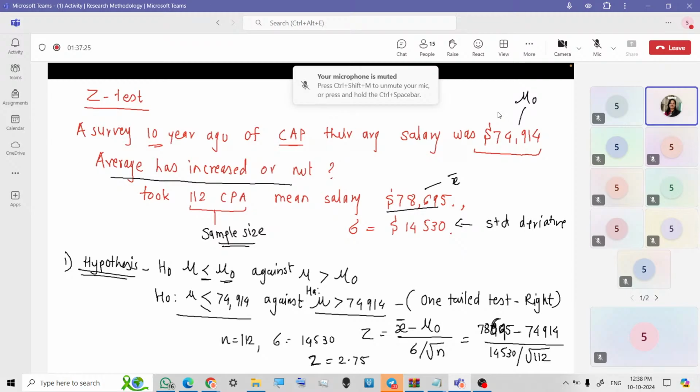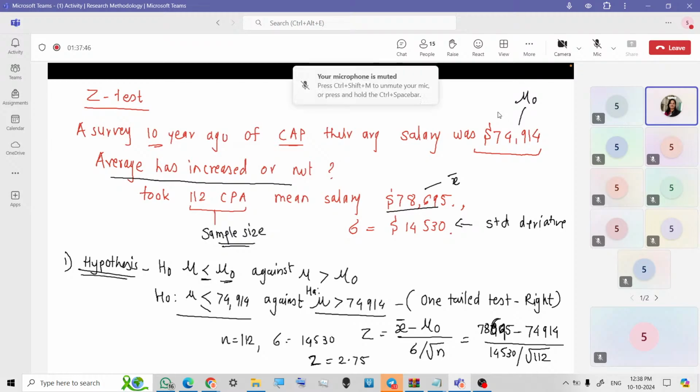There is no difference in the rate. So mu is equal to 74,914 is my null hypothesis. My alternate hypothesis, whether it has increased or not, that we wanted to test. So mu is greater than 74,914. Okay. Now apply the z-test.